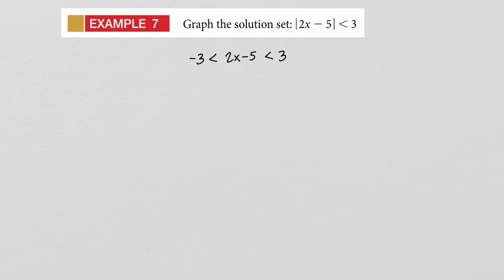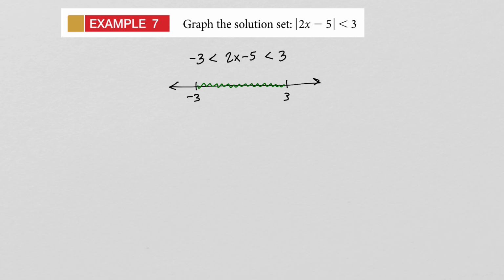Now, when I say it has to be in between, notice how both inequalities point to the left, right? Because on the number line, we're saying that it has to be bigger than negative 3, that's over here, but at the same time has to be less than positive 3, that's over here. So the solution would be all the numbers in here. Now, of course, that's not the final solution. This is just the setup.